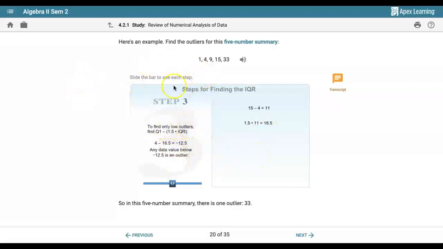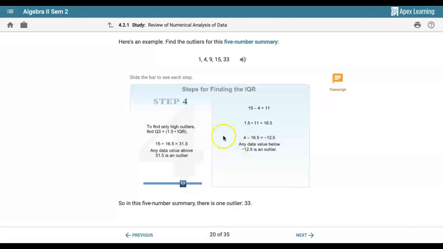any values that are below our box, we can use this equation: Q1, so quartile 1, minus our 1.5 IQR. And that's going to give us the value here. When we do that, we get negative 12.5. So any value lower than negative 12.5 would be an outlier. So if we had a negative 15, that would be an outlier.